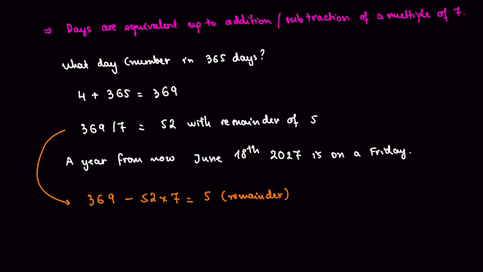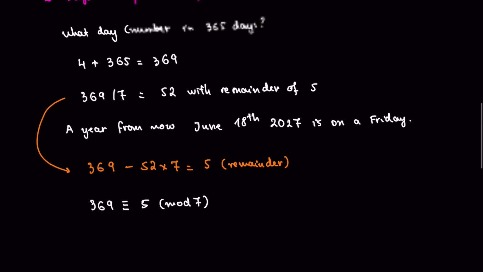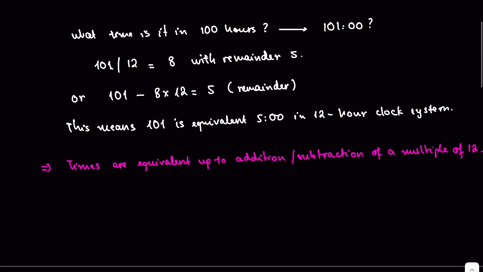Now you want to go back and formalize all of this information in terms of mathematical notation. So for this example, 369 is congruent to 5 mod 7. This means that when you carry out the division of 369 by 7, you're going to get the remainder of 5. Similarly, when you go back to the last example, and you take 101 divided by 12, you get 8 for the integer quotient with the remainder of 5. The mathematical notation in terms of modular arithmetic is 101 congruent to 5 mod 12.